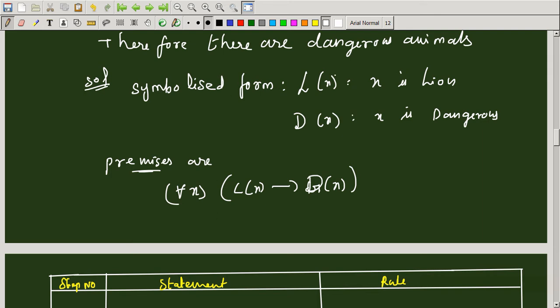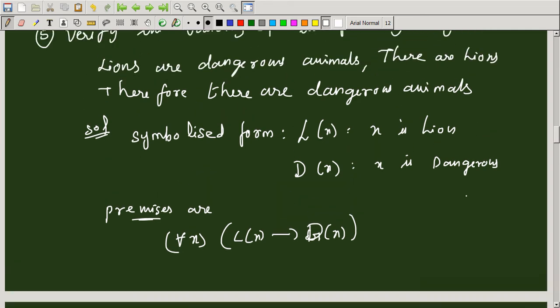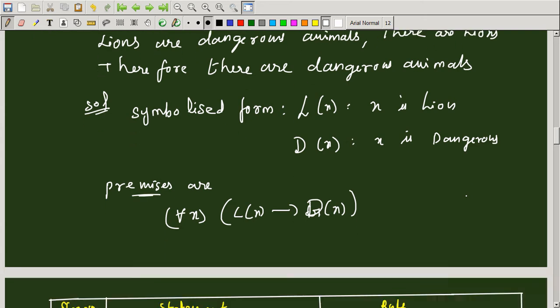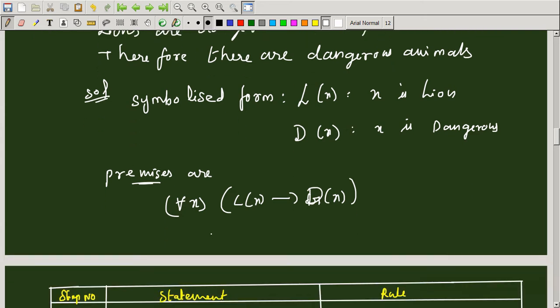And they also gave, there are lions. So we have to frame one more premise, that there are lions: there exists x, L of x. That's it. There are lions.